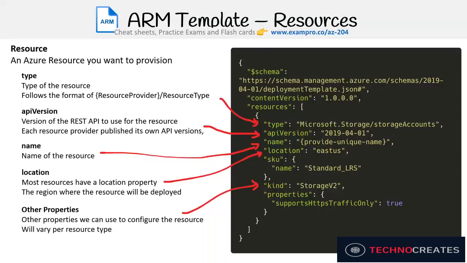So for a storage account, you want to be able to set the kind, and within the properties, you're going to have a bunch of other options there, and it's just going to vary, okay? But anyway, let's take a closer look next at parameters.